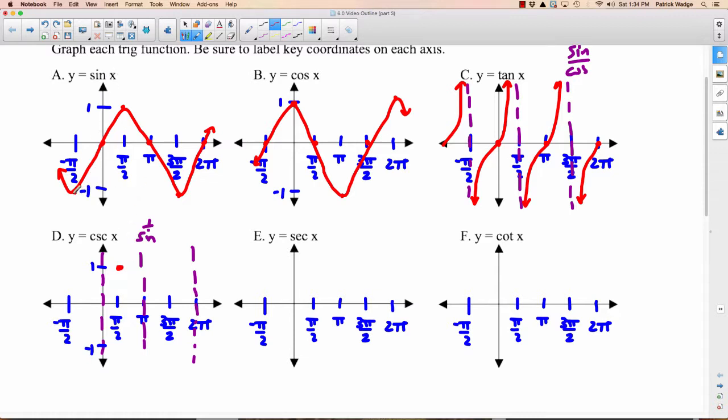So wherever the sine graph is equal to -1, like at negative pi over 2, it's also going to be -1 for the cosecant graph. Again, the reason for that is because the reciprocal of -1 is still -1. So right here at 3 pi over 2, it should be at -1.